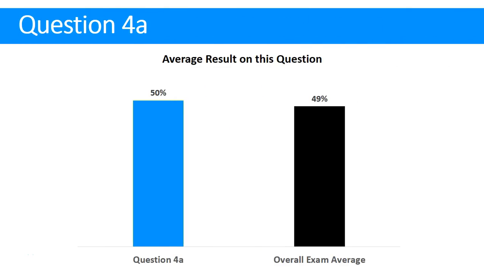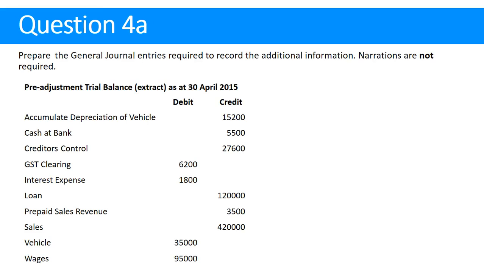4A was one of the bigger questions. It was a total of 11 marks, and it was basically done at the overall average of the exam of 49%, and the average on 4A was 50. So the question here said, can you prepare the general journal entries required to record the additional information?